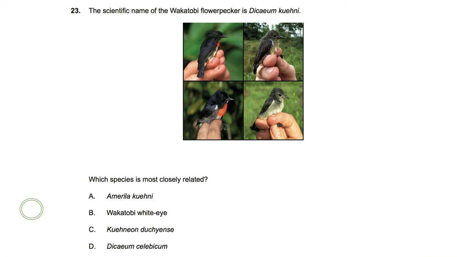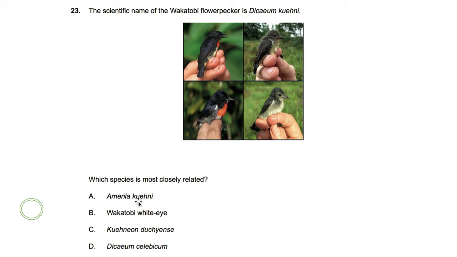Okay, so the scientific name of the Wakatobi flowerpecker is Dicaeum kuehni, however you want to say that. Which species is most closely related to that one? Remember, this is the binomial classification. So this would be genus, and that would be what? Species. Remember, lowercase for the k. So which species would be most closely related? Would it be A, B, C, or D? What would you say?